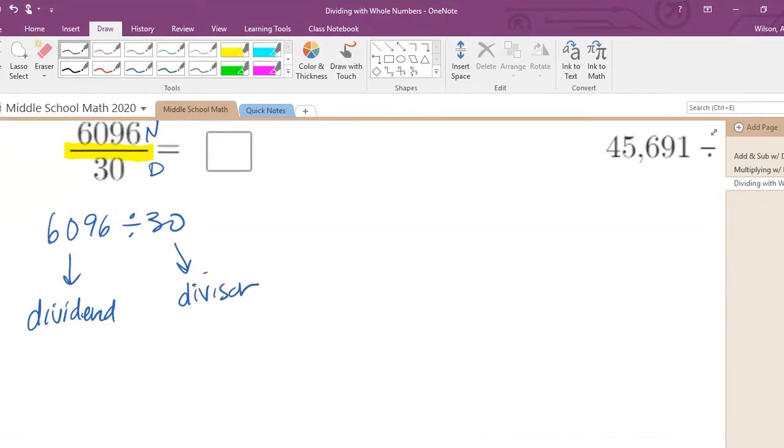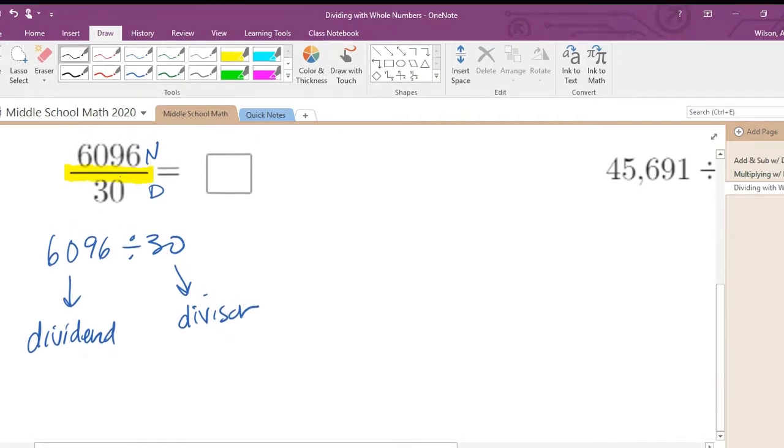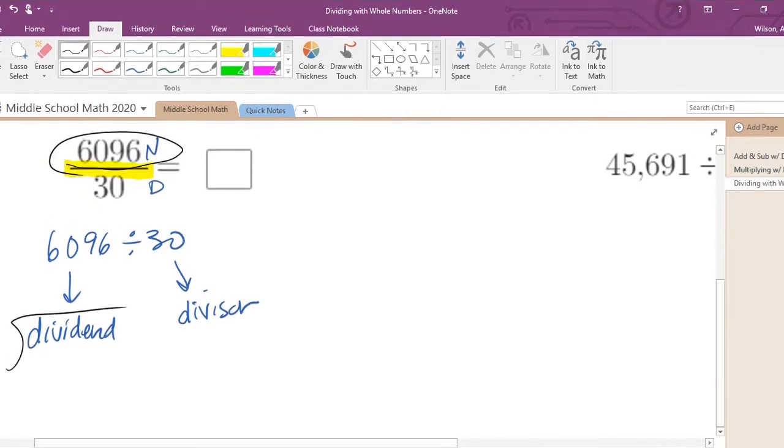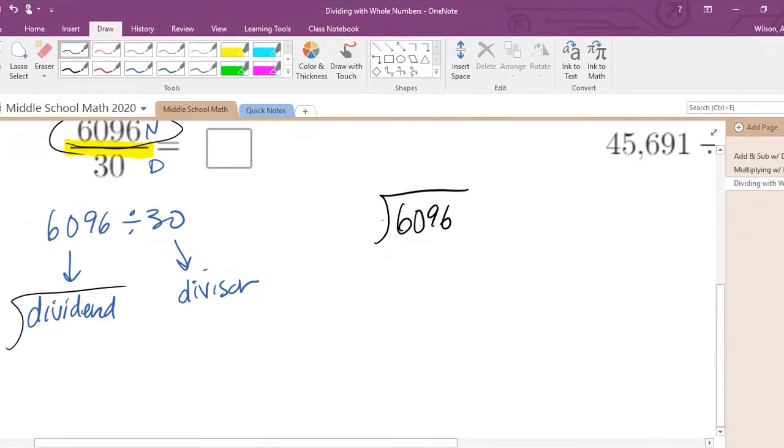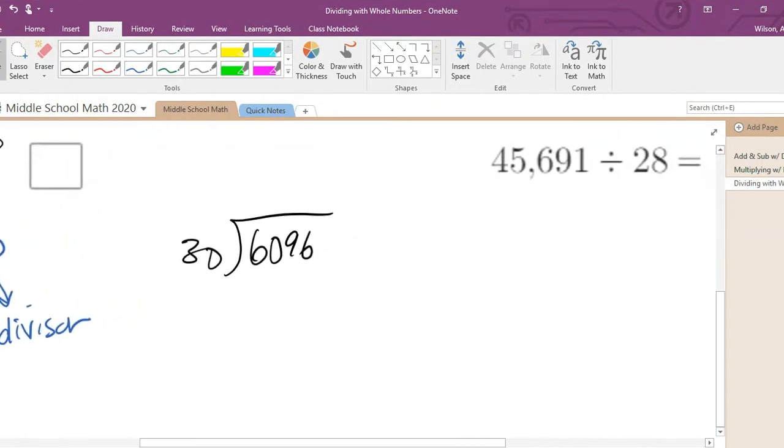So the number that is first, otherwise known as the numerator here, goes inside the box, right? So the dividend goes inside the box. So it's 6,096 divided by 30. This is long division. Here we go.